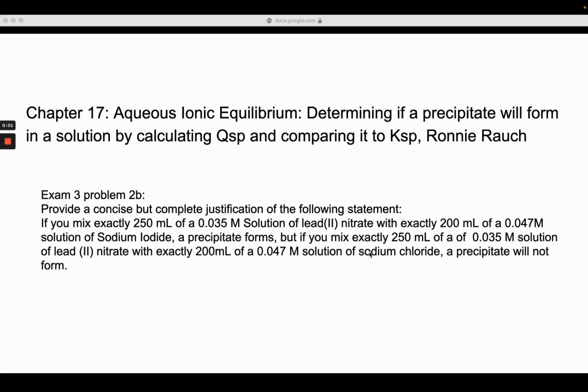Hello, this is Ronnie Rauch presenting Aqueous Ionic Equilibrium. Exam 3, Problem 2b. Provide a concise but complete justification for the following statement.